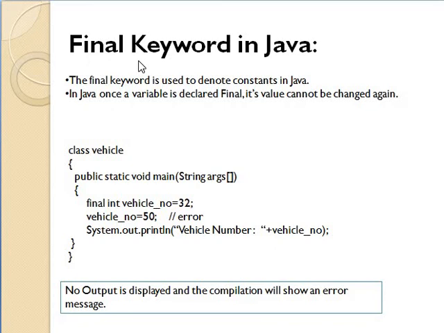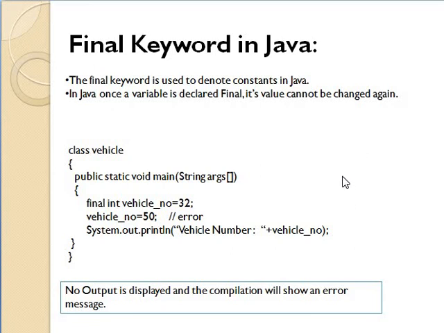Now let's get started with the final keyword in Java. The final keyword is used to denote the constants in Java. In Java, once a variable is declared as final, its value cannot be changed again.